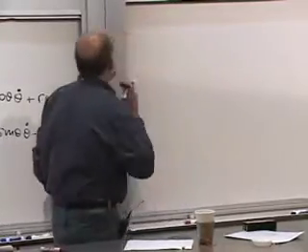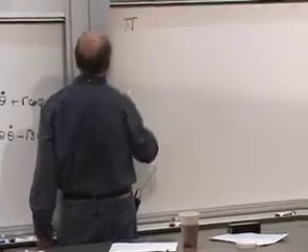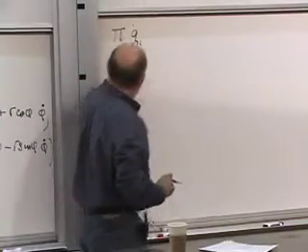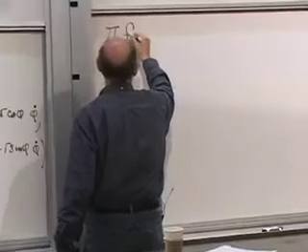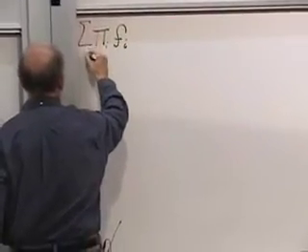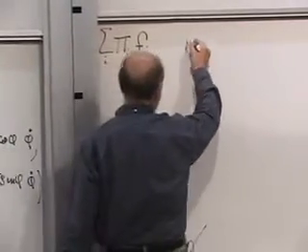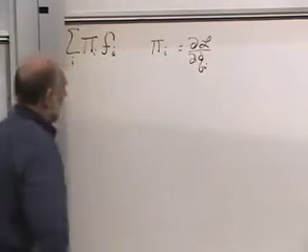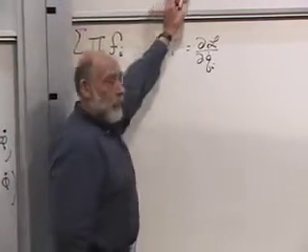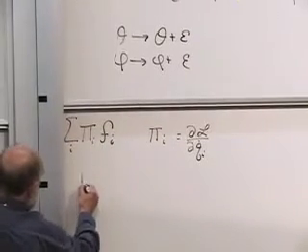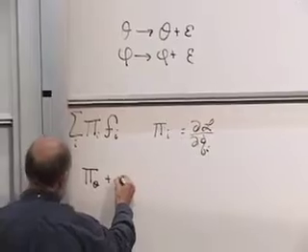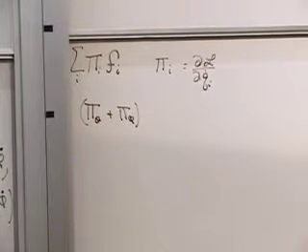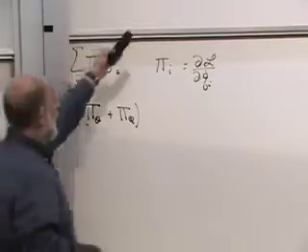Okay, so let's see if we can figure it out. The rule is the Noether charge is pi sub i times what I called f sub i, summed over i, where pi sub i is the partial of the Lagrangian with respect to q sub i dot. And what about f sub i? In our case, the f's are just 1. So this just becomes pi sub theta plus pi sub phi. Not too surprising. It's just the sum of the canonical momenta of theta and phi. Why? Because the f's are both equal to 1.